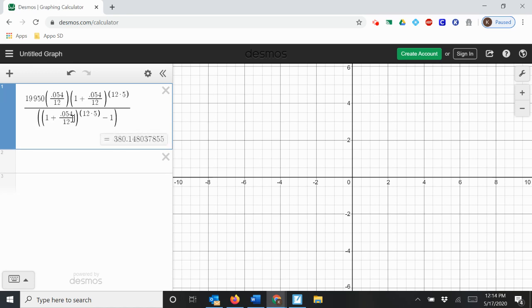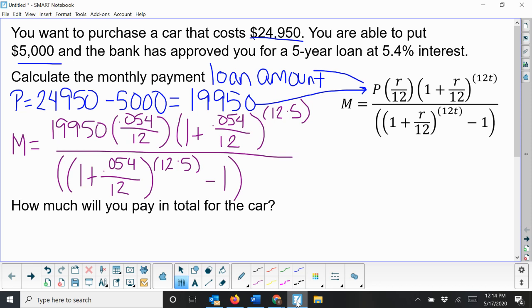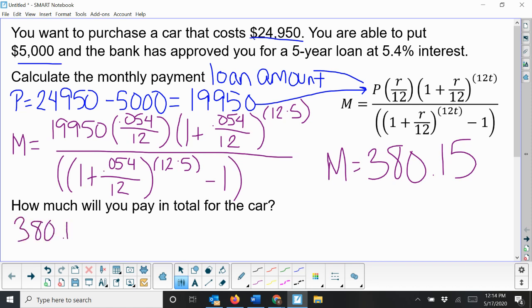All right, and so I get a monthly payment of $380.15. So $380.15 per month is what I would pay for this car. Now, what would I pay in total? If I'm paying $380.15 per month, so that's 12 times a year, and this is a 5-year loan, so for 5 years, what would I pay?